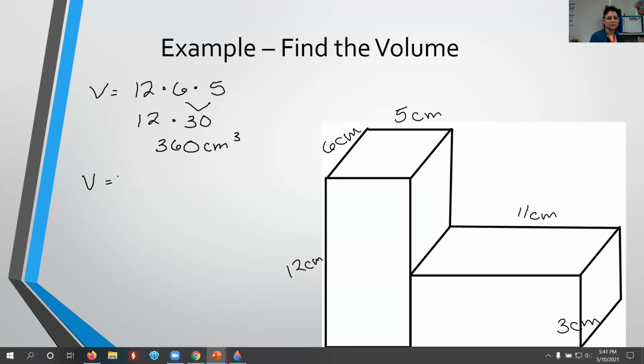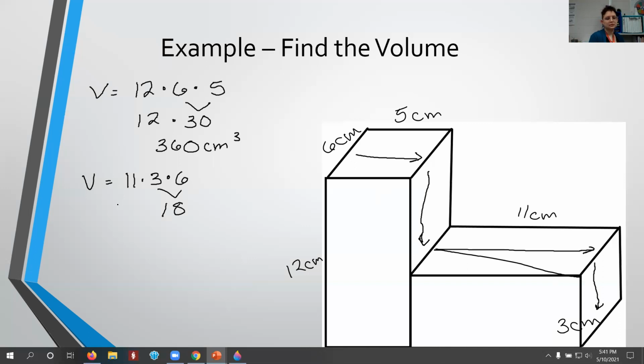Now for my second prism, I see my 11 by 3, but I don't see another dimension. But I can remember that 6 will be the same dimension for any line traveling in the same direction. So all the lines that I've drawn arrows to have a measure of 6. That means the third dimension for this rectangular prism is 6 centimeters.